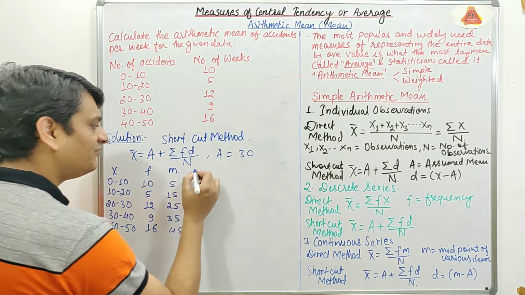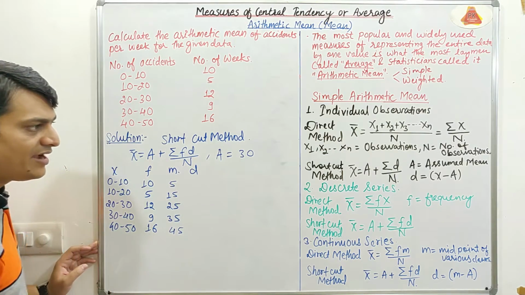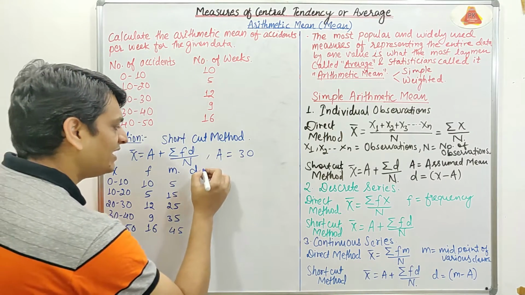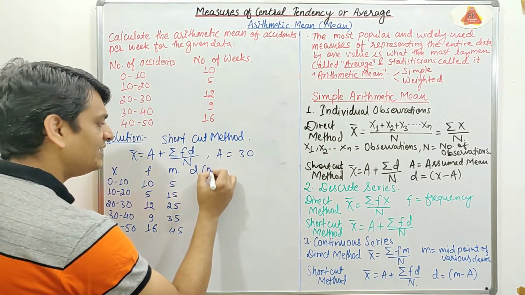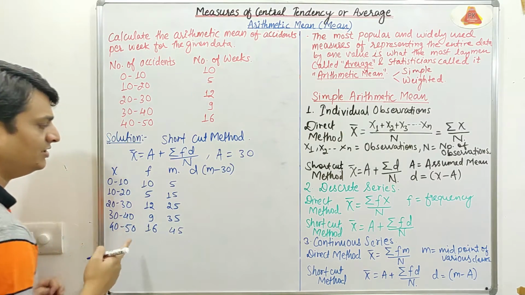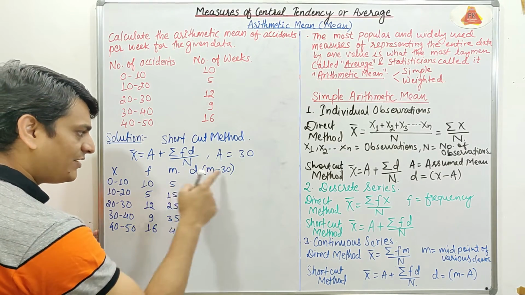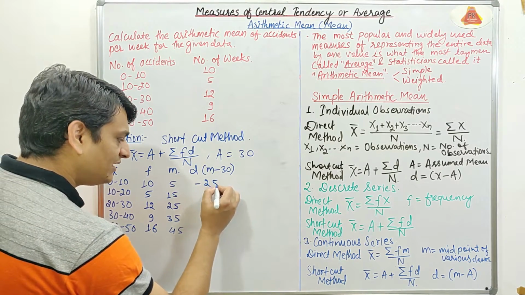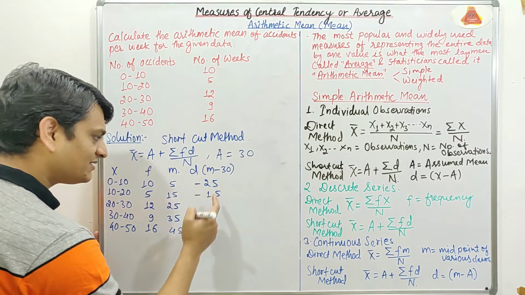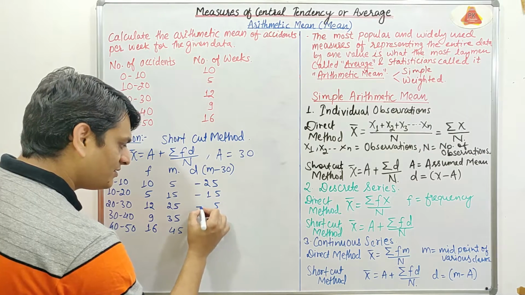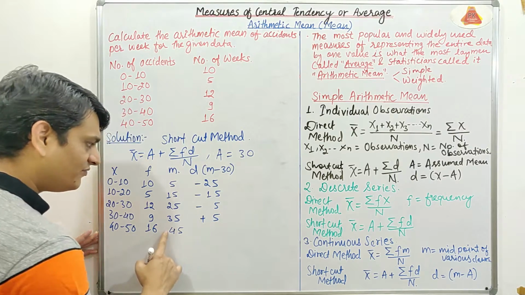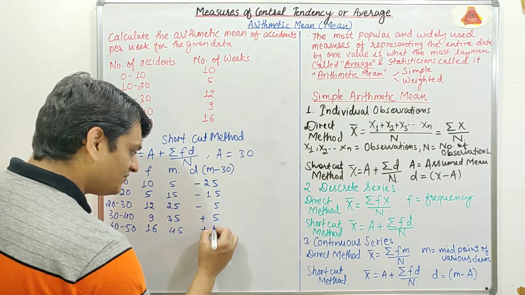Now in the next column we have to calculate the d value, and as you know d is equal to x minus a. Here d is equal to m minus a, that is midpoint minus a. A is equal to 30 in this question. So it will be 5 minus 30 is equal to minus 25. 15 minus 30 is equal to minus 15. 25 minus 30 is equal to minus 5. 35 minus 30 is equal to plus 5. And 45 minus 30 is equal to plus 15.